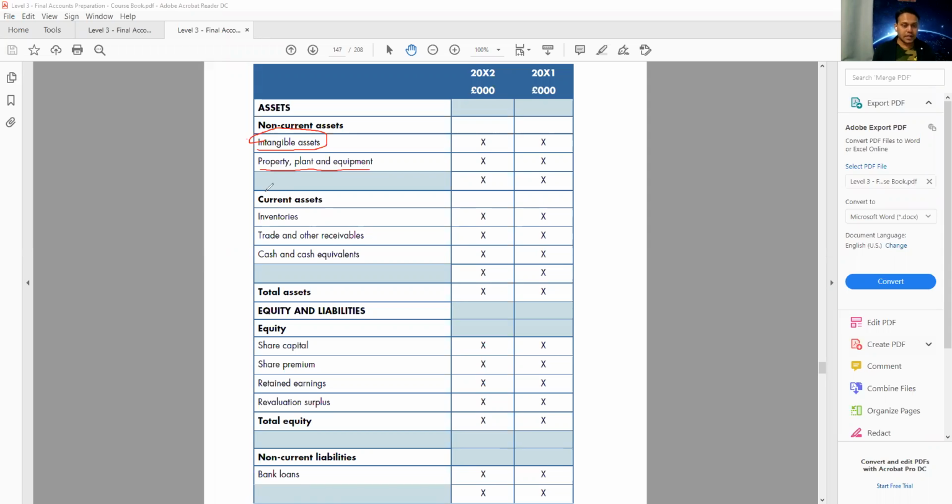Then you have current asset, any asset that very soon is going to be converted into cash. Normally in the current asset, we have inventory, trade receivables, cash and bank, and prepayment. This type of asset we always have in the current asset. Then we have equity and liability. This is the part of the shareholder. The difference between the equity and the liability is, if you remember your accounting equation, it's an asset.